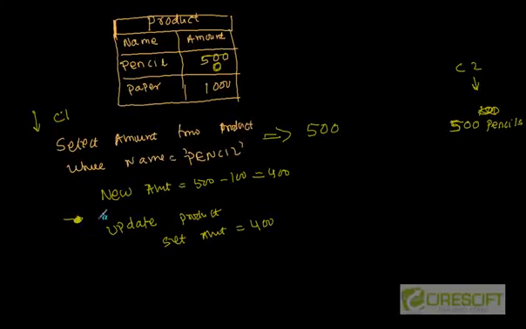So now customer C2's order is placed, and customer C2 has already taken all the pencils. But whenever customer C1's transaction is going on and he does an update, this update should check. So basically, this has a problem right now.